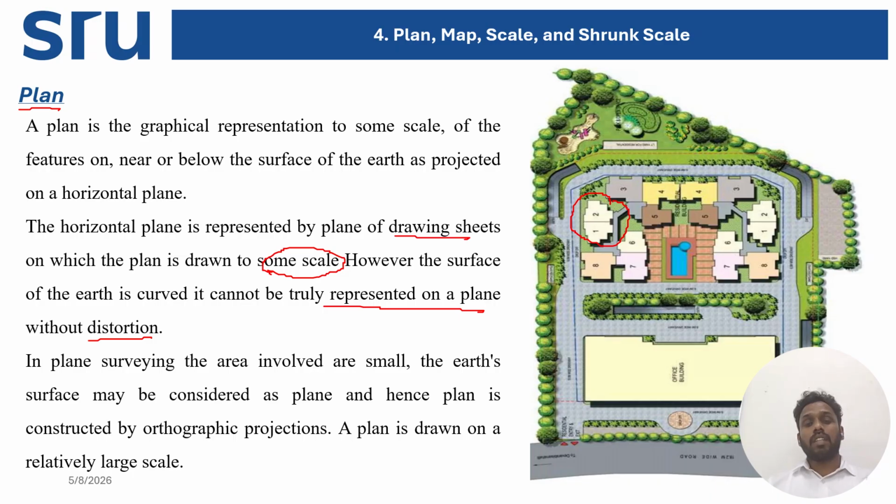In plane surveying, the areas involved are small and the Earth's surface may be considered as a plane, right? In plane surveying, normally you consider the Earth's surface as a flat surface, and you're not considering the curvature. So the plan is constructed on orthographic projection, and a plan drawn on a relatively large scale can be considered without the curvature of the Earth.